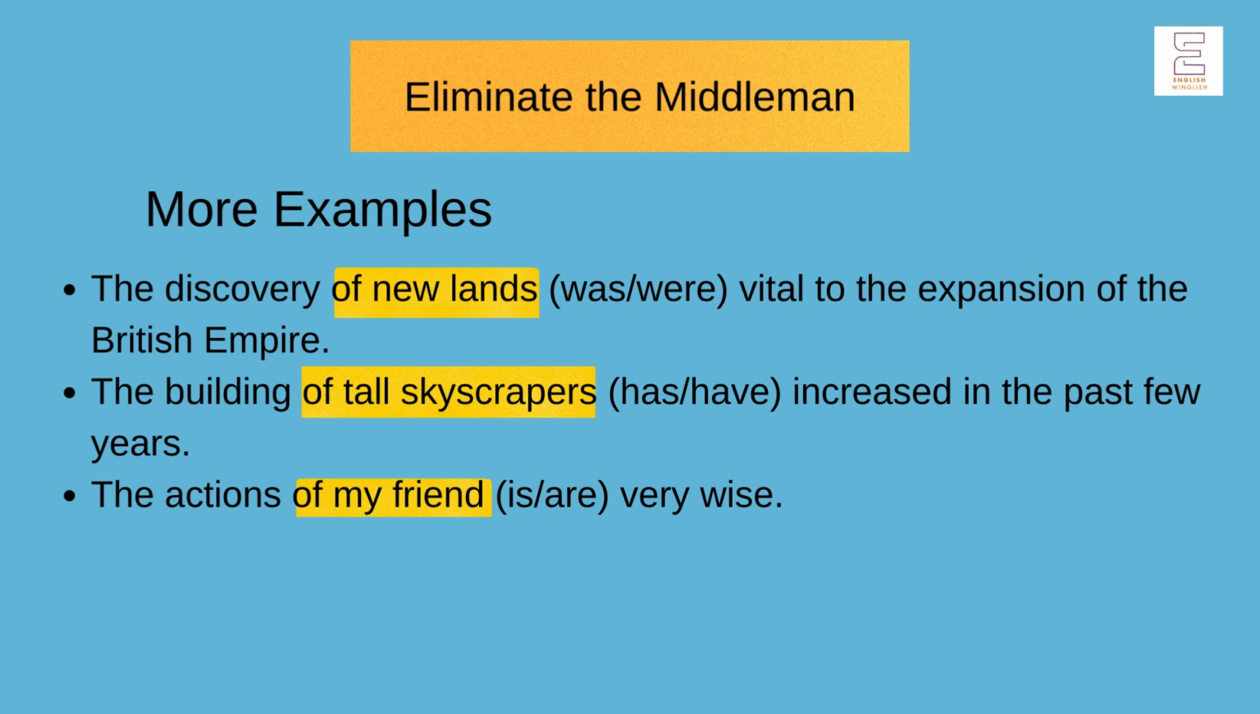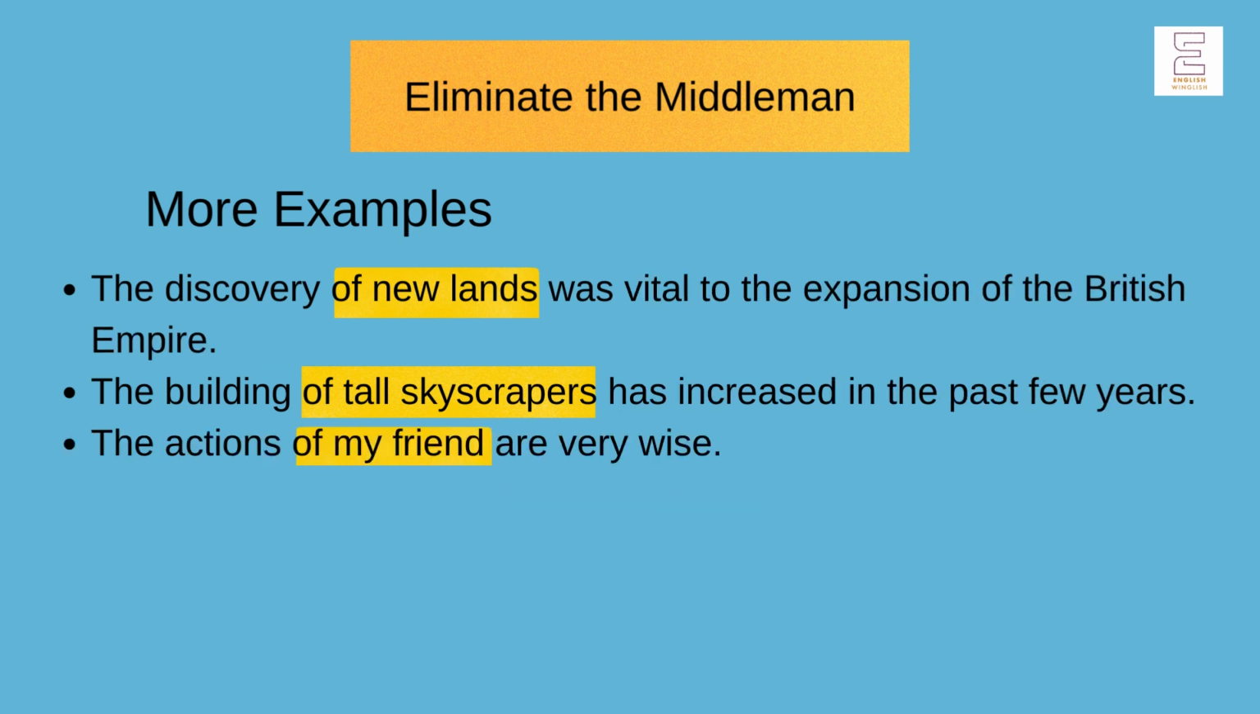And similarly, in the third sentence, the actions of my friend are very wise. He has done some actions, they are wise. It's not that my friend is not wise, but we're talking about his actions, they are wise. So this is the solution to these sentences. This is how we correct them.